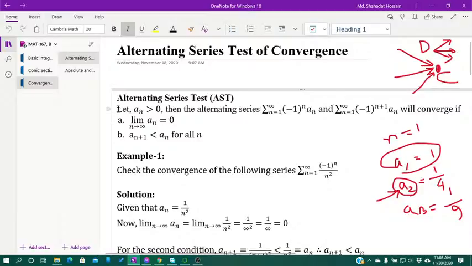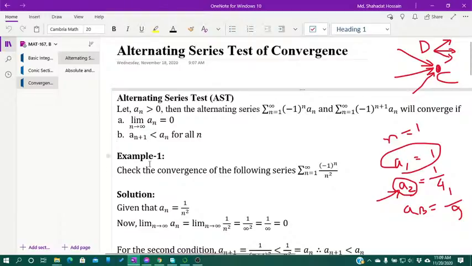Now let an be a series where an is greater than 0, then the alternating series will converge if the following two conditions are satisfied. That means the limiting value of an where n tends to infinity is equal to 0, and a subscript n plus 1 is less than a subscript n for all n. That means the series will be gradually decreasing.